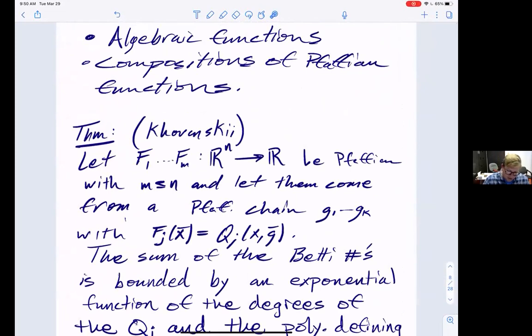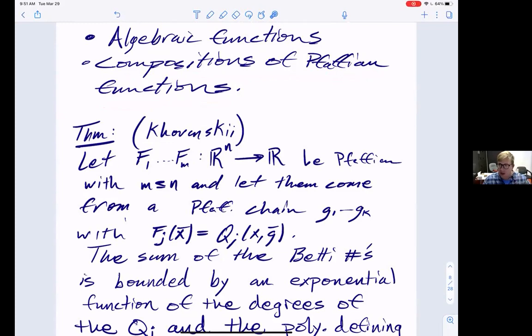But here are some other functions that are Pfaffian. Any algebraic function like square root on a suitable domain, or just roots of arbitrary polynomials are Pfaffian, and compositions of Pfaffian functions are Pfaffian. There, you have to be careful about the domain, but so compositions where the composition makes sense.